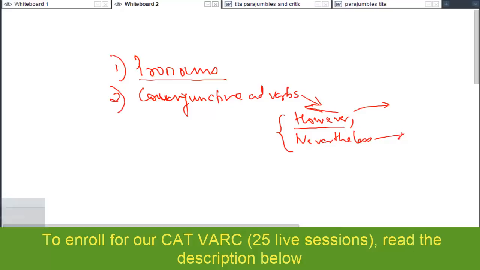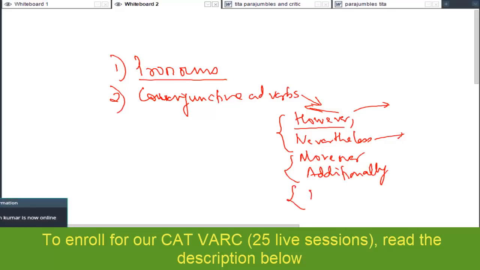Similarly, the word nevertheless, and then you might have many such words like moreover. Then you might have words like additionally, correct. There might be words like similarly, which express a similar relationship, right?